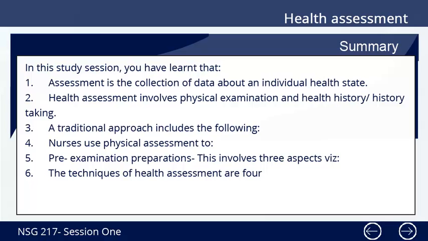develop or obtain baseline data and expand the base from which subsequent phases of nursing process can evolve. Number 5. Pre-examination preparation. This involves three aspects, that is, preparation of the client, preparation of the environment, and preparation of equipment. And number 6. The techniques of health assessment are four, and they are inspection, palpation, percussion, and auscultation.